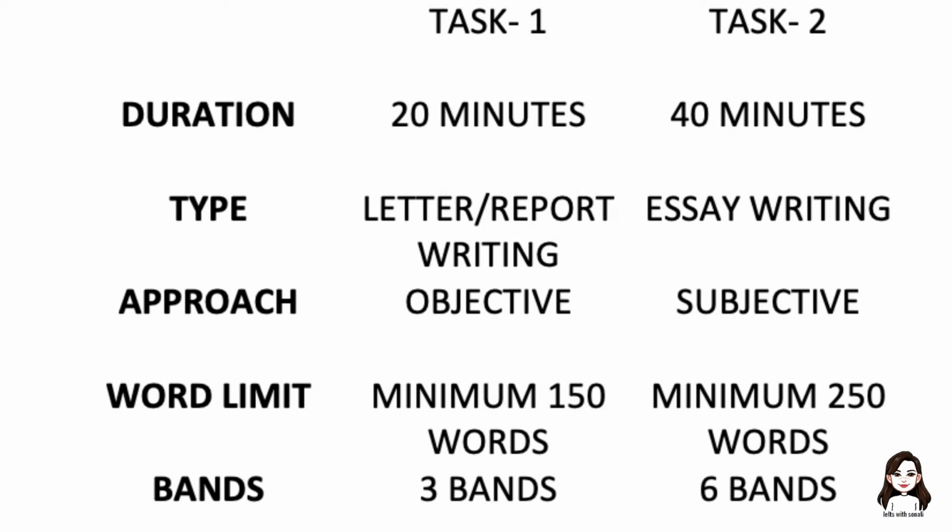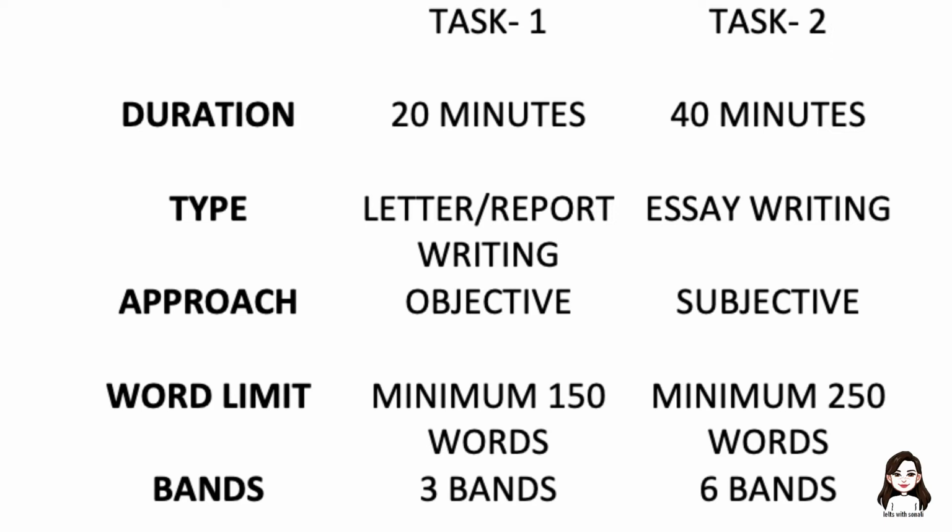The writing module is a module which completely consists of 9 bands. Writing has 2 parts, Task 1 and Task 2. Task 1, as is shown on the screen, consists of 20 minutes and Task 2's duration is 40 minutes. Task 1 in academic is report writing, but if I talk about general training students, then that will be letter writing. Task 2 is essay writing for both of the students, whether they are general training or academic.